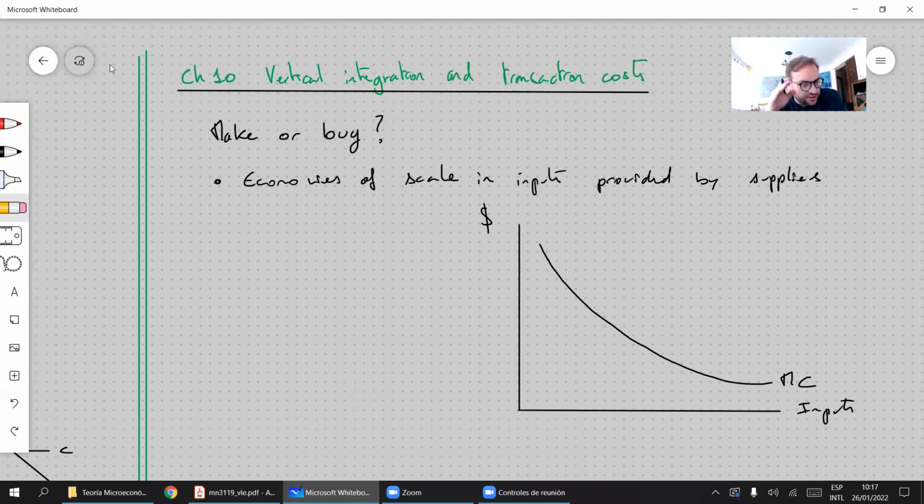or I have a constantly decreasing marginal cost, I have interesting economies of scale, and then I have demand. I have demand for the goods.